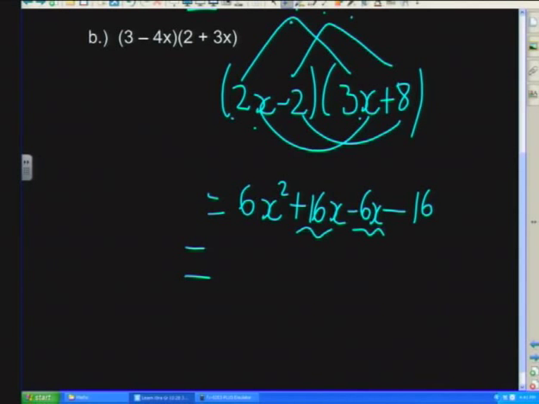So we add the like terms. So I'm going to get 6x squared plus 16x minus 6x is plus 10x. And minus 16 will just bring down because there are no other terms to add that to.